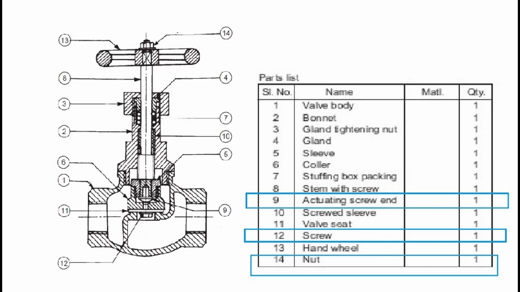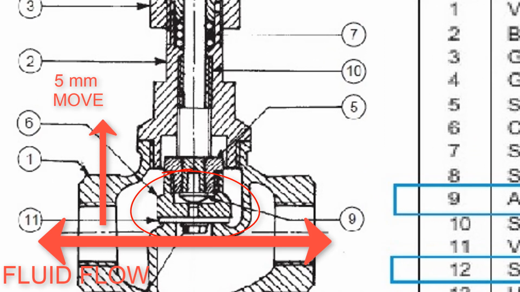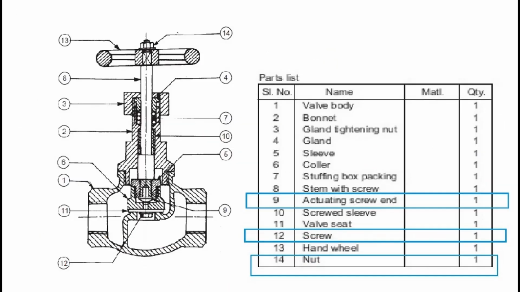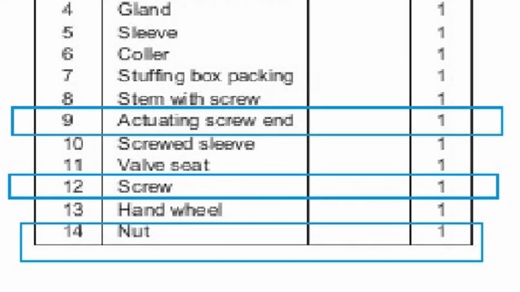In the fluid open position, the valve gets lifted by 5 mm from the seat to allow the fluid to flow from left to right in our example. The figure shows the detail of the screw-down valve. We have a part list on the right side. During our modeling, we are not going to make the parts which are highlighted with the blue box.